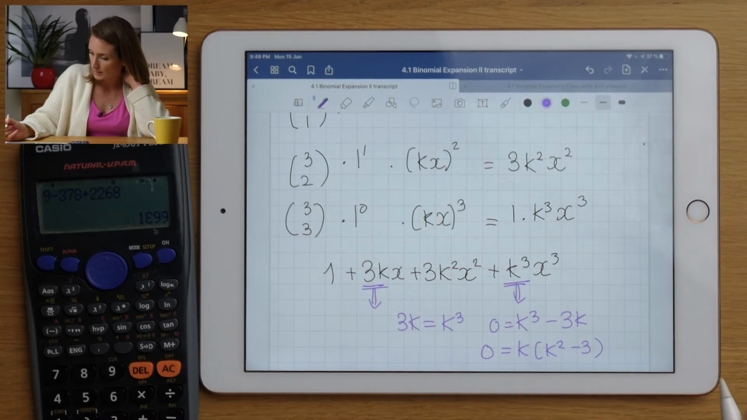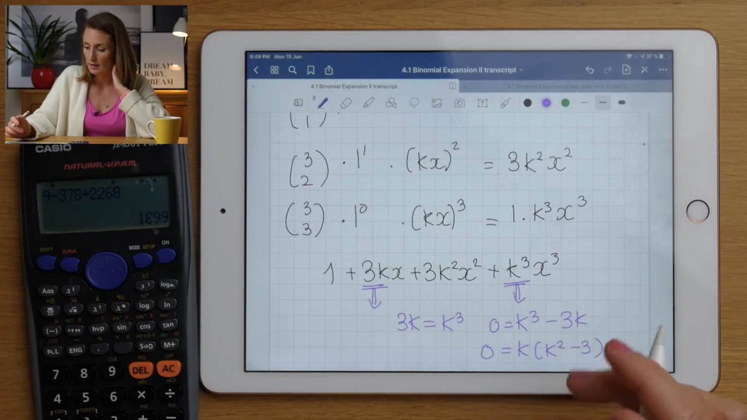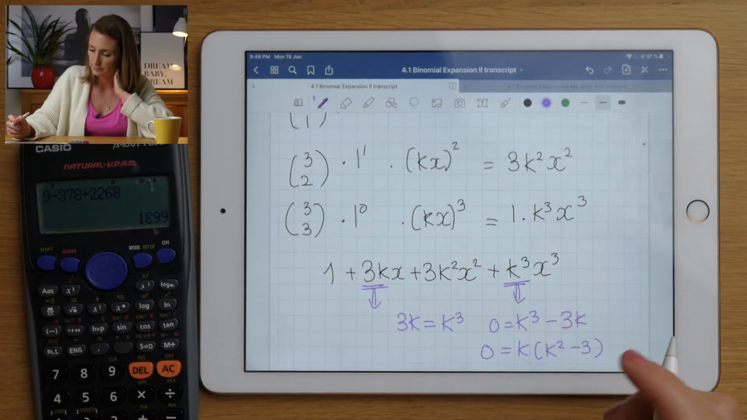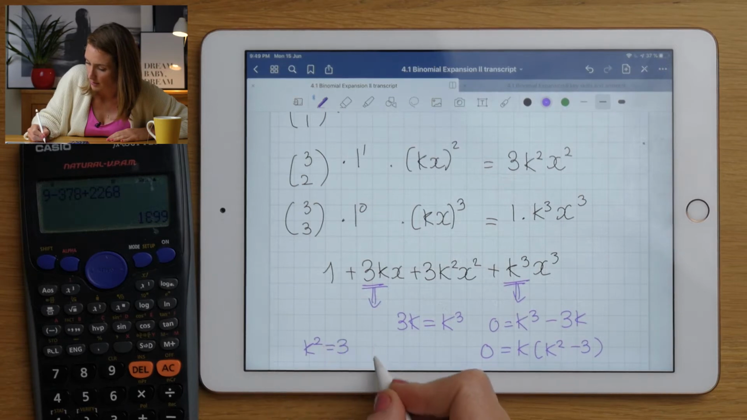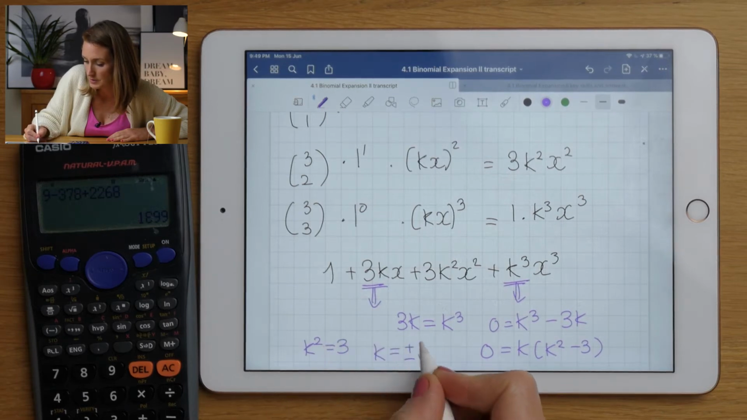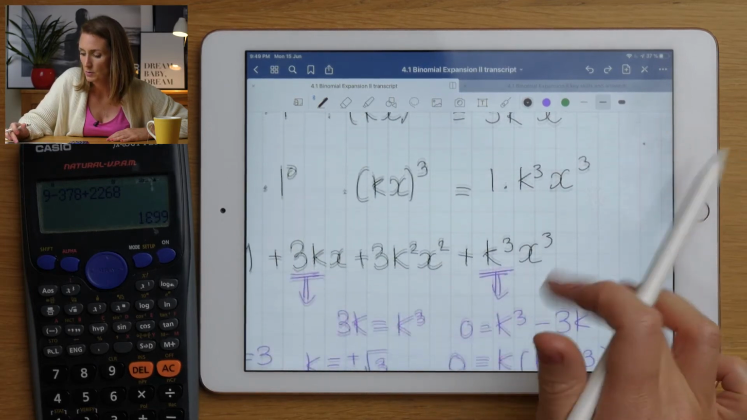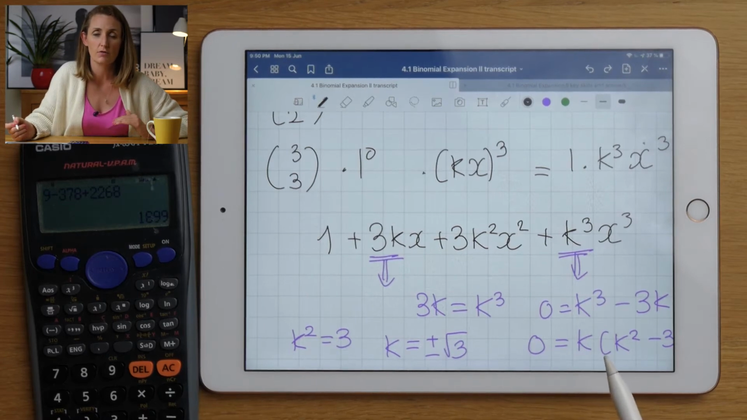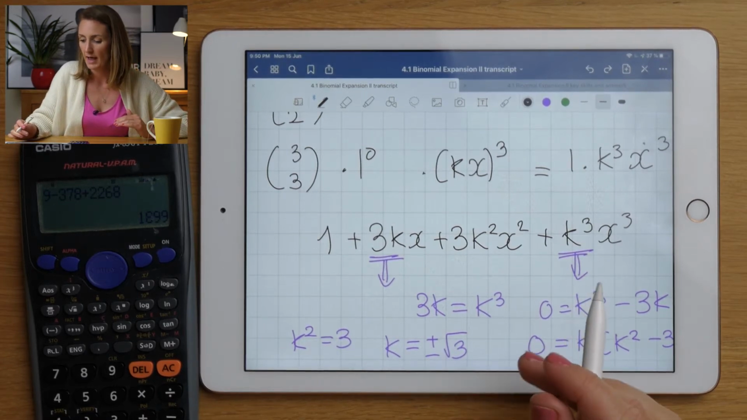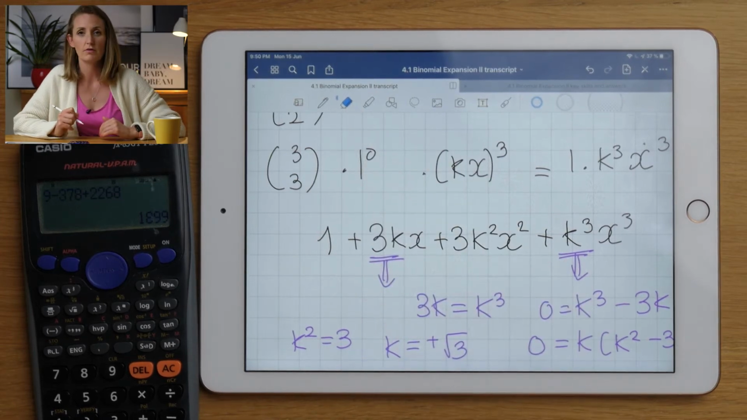Now we can solve this equation, and we'll have 3 values for k. k could be 0, or we could have k squared equals 3, and k would be plus or minus the square root of 3. We're told in the question that k is bigger than 0, so we would eliminate the solutions k equals 0 and k equals negative square root of 3, and we'd be left with our last solution, which is k equals the square root of 3.